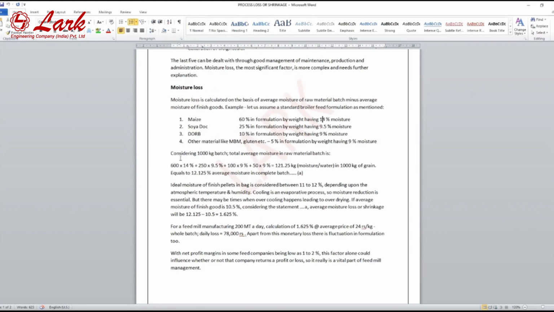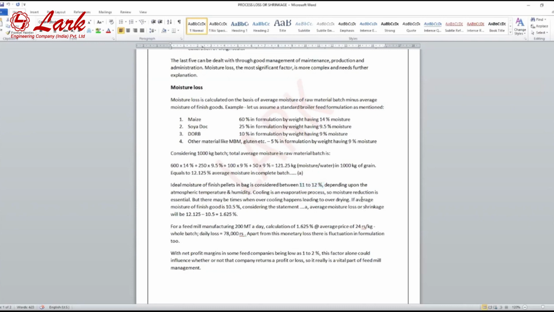इसको सबको हमने एवरेज सम अप किया तो हमारा एवरेज मॉइस्चर इन बैच आ गया 12.125% एवरेज इन रॉ मटेरियल। तो 12.125% हमारा इन मॉइस्चर आ गया। और जो हमें आउट देना है वो हमें देना है 11 से 12% इन फिनिश गुड्स, डिपेंडिंग अपॉन द एटमॉस्फेरिक टेम्परेचर, ह्यूमिडिटी, area, shelf life and other feed millers requirement.